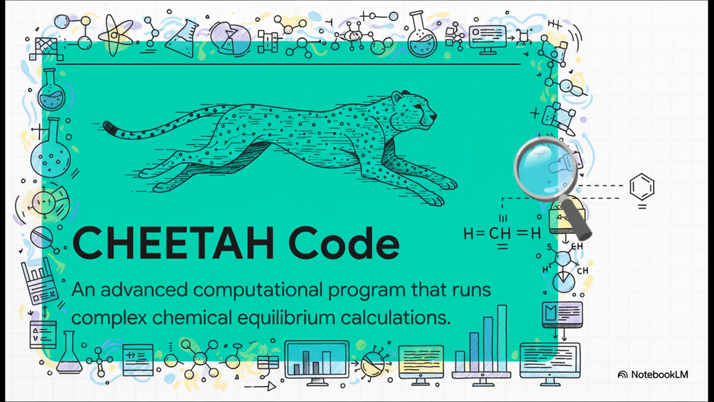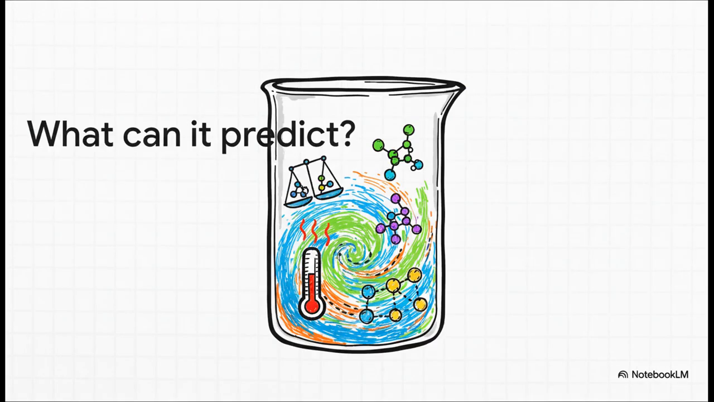It's a predictive powerhouse. So what can it predict? Well, think of it like a crystal ball for chemistry. It can tell you what the final stable state of a chemical mixture will be, which specific molecules are going to form, how much heat and energy will be released. It's basically a virtual chemistry lab for reactions that are way too complex to just guess at.